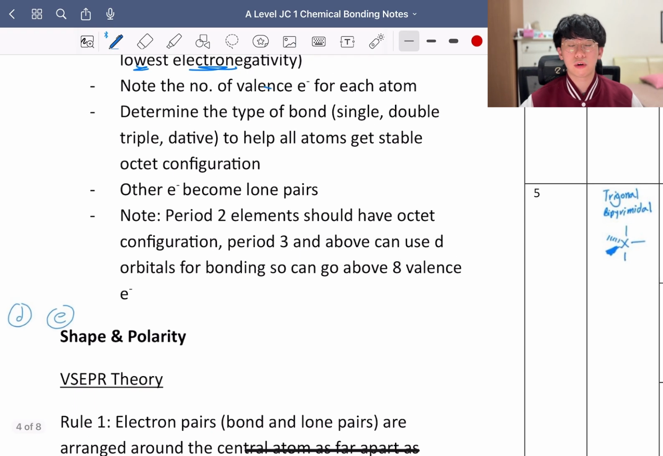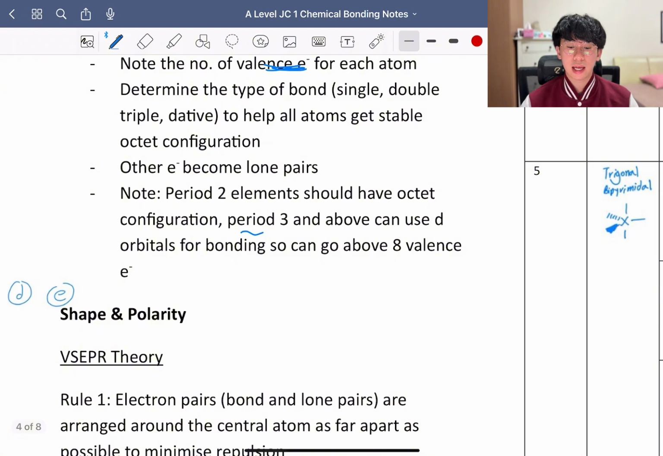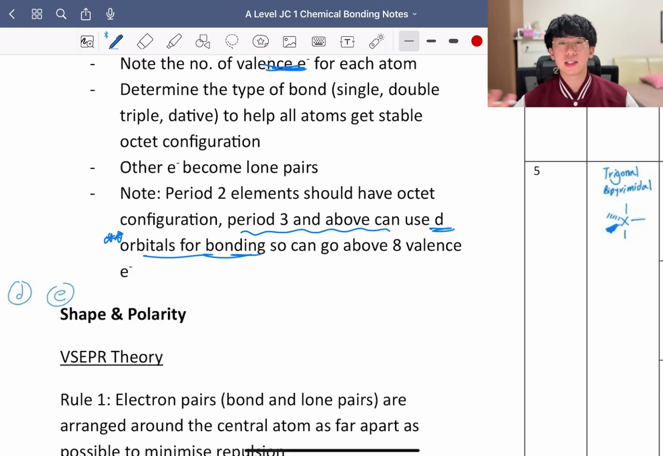And what I want to do is try to fulfill the stable configuration of every atom around. When it comes to period 2 elements or lower, I want to make sure that it is an octet structure, right? When it comes to period 3 and above, because they can use d orbitals for bonding, they can go above 8 valence electrons. Do take note of this because they love to ask this part as well. But in general, it is a good bet to try and make everything have 8 valence electrons, right?